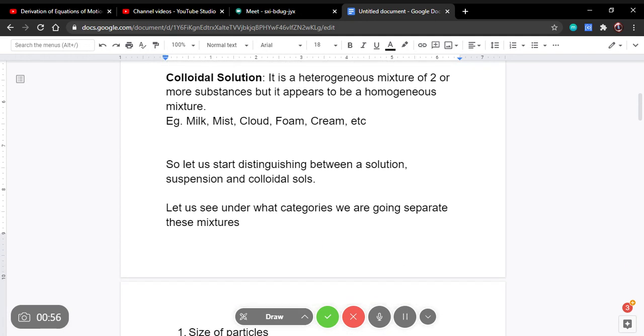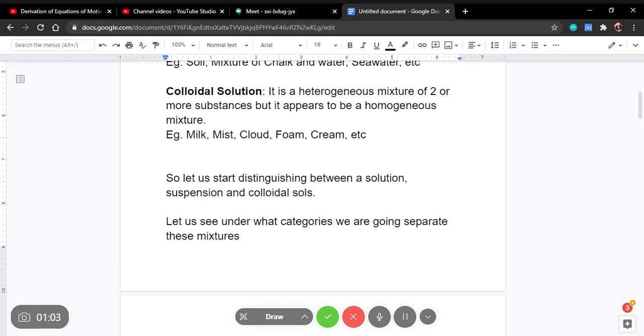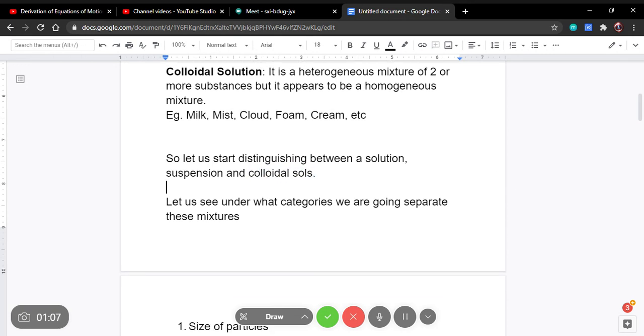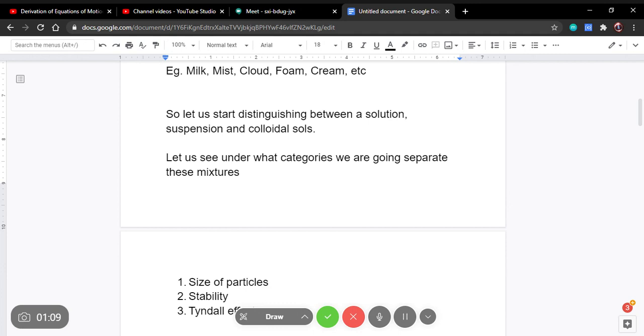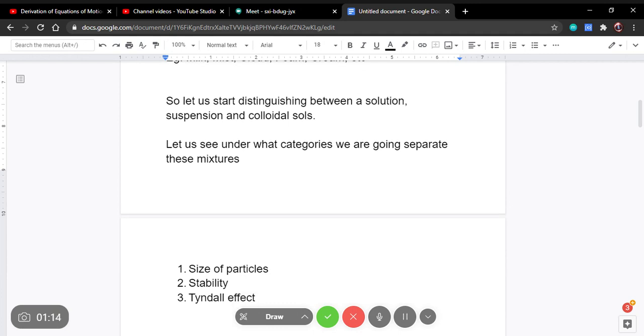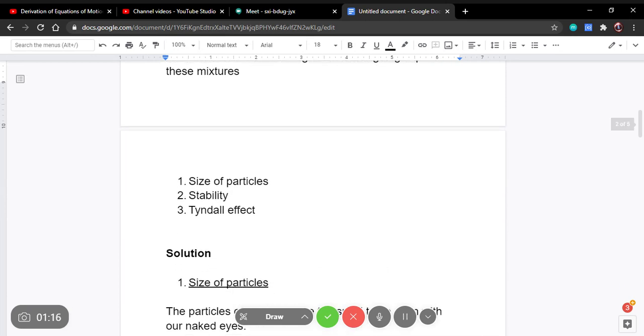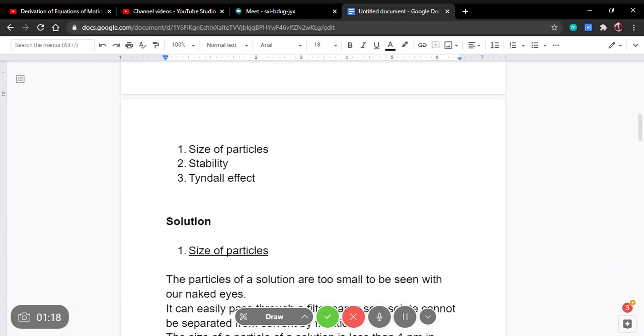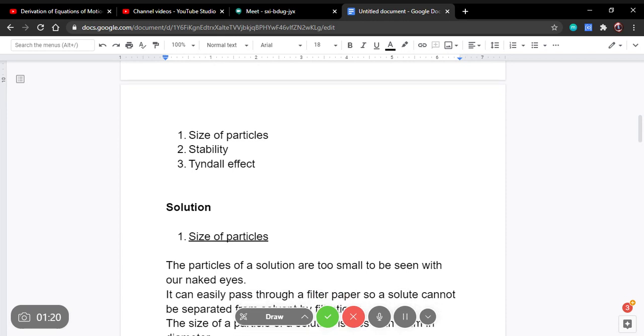So now let us start distinguishing between a solution, suspension, and a colloidal solution. A colloidal solution is also known as a colloid. It has many names. Let us first see under what categories we are going to separate these mixtures. We are going to separate a solution, suspension, and a colloid on the basis of their size of particles, their stability, and whether they show the Tyndall effect or not.